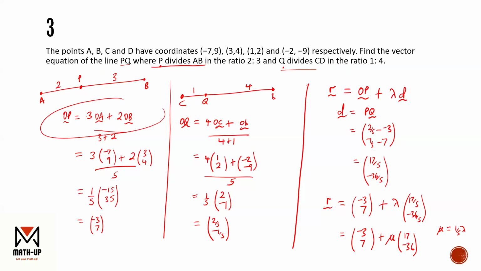So this 3 goes with the position vector of A, yet it's on the side of B, and the 2 goes with the position vector of B, yet it's on the side of A. That's how it's done. There's a proof for this in our vectors playlist on the math app channel, if you want to look at it. I don't want to go through it now because there are many other questions that we can look at, but that's simply what we've done.